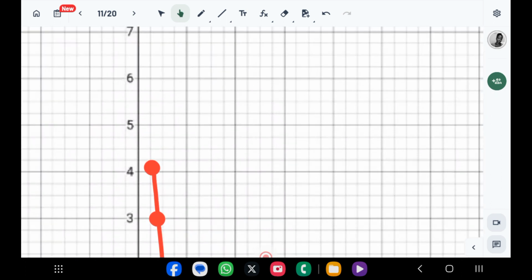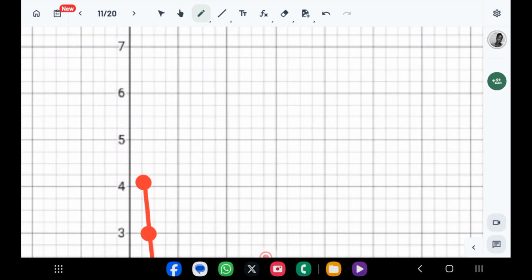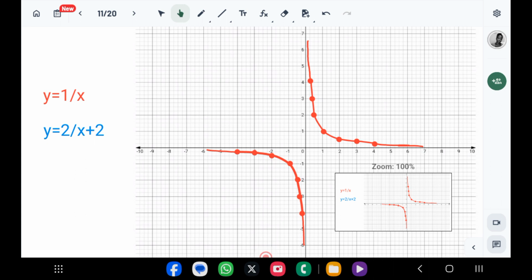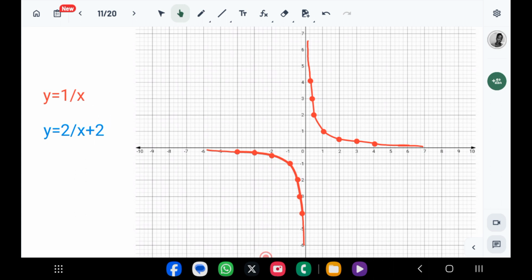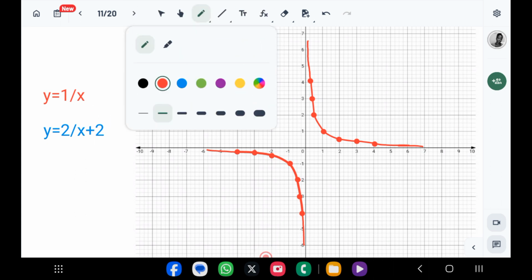On the other end, we're drawing this as well. And let's leave the tail over there. And that's the graph of y equals 1 over x. Now let's draw the blue graph. The blue graph should be easy to draw once you are able to calculate a few points.